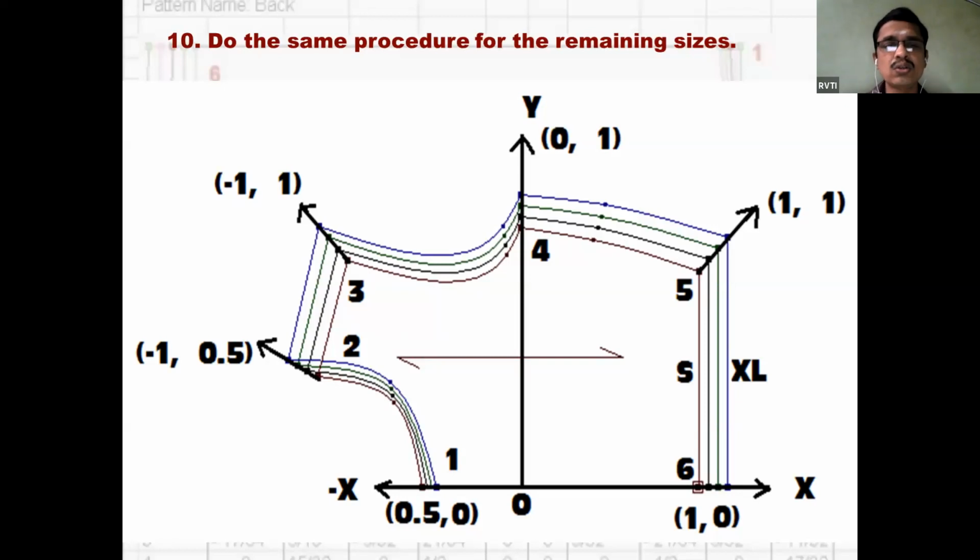For each and everything, we should know the pattern making procedures very well: where the pattern will move, in what direction, how much the pattern differs from one size to another size. For that we have to calculate the increments, and we should know very well in what direction the pattern moves, whether it is plus direction or minus direction.